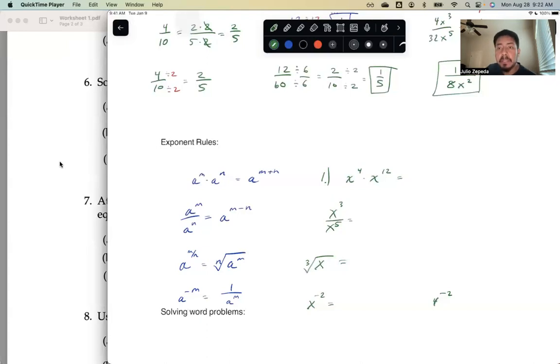How do we multiply 2 exponential expressions with the same base? The base stays the same, and we add the exponents. So this is x to the 16. I write the intermediate step. It's not really necessary to do that.